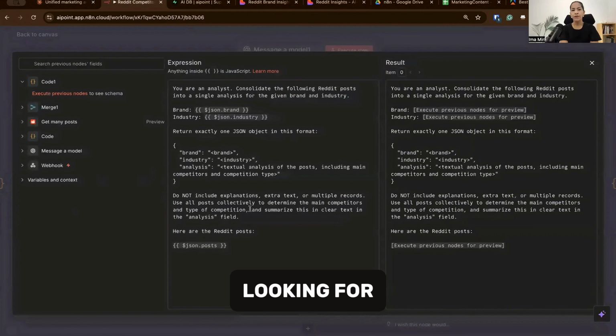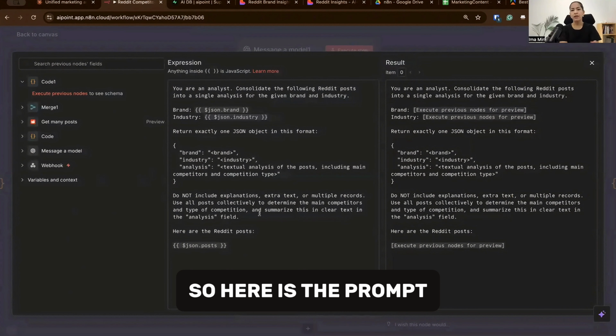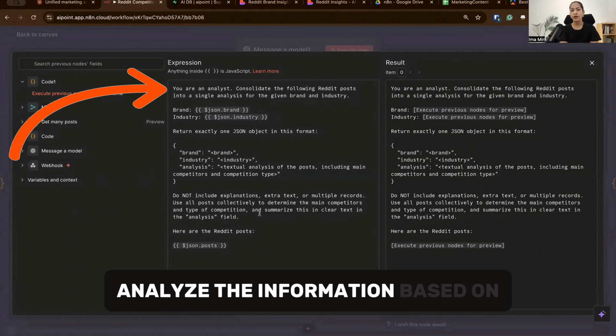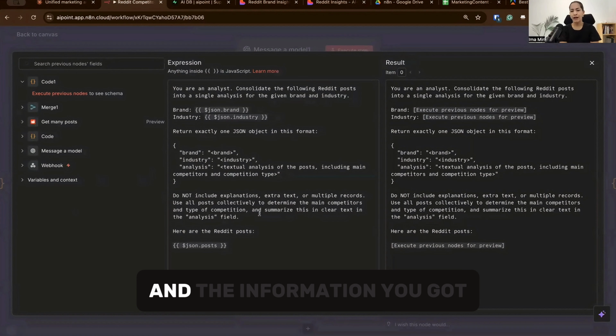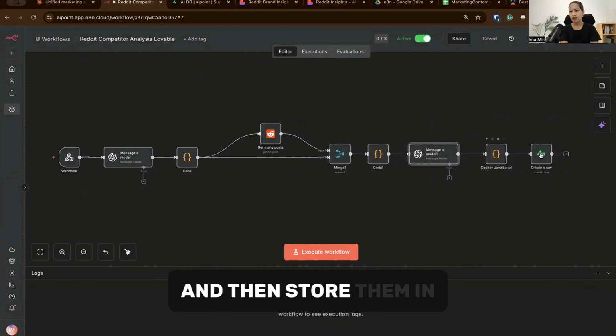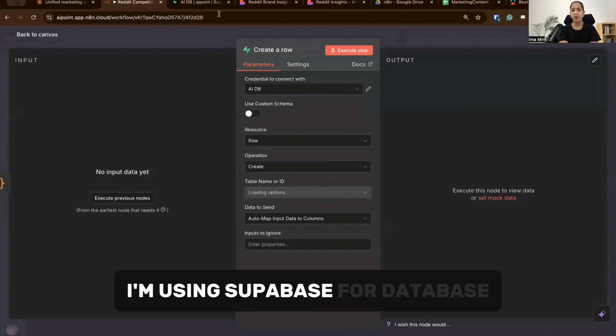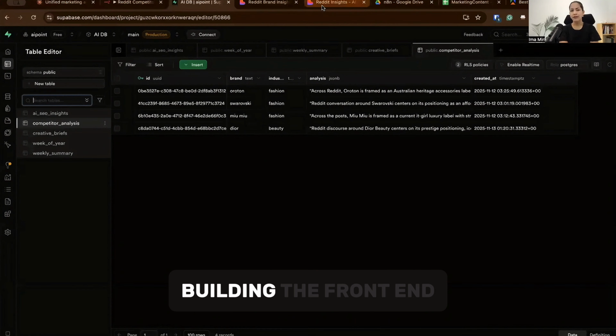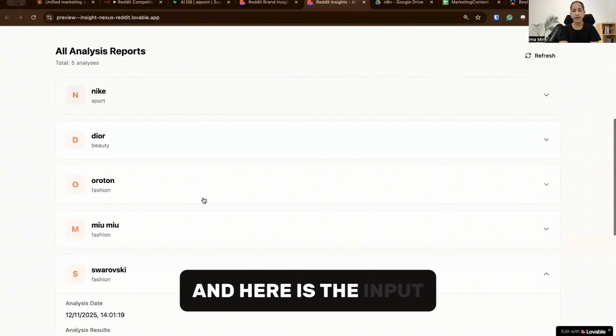what I'm looking for. So here is the prompt where I'm saying that you're an analyst. Now analyze the information based on the brand, industry, and the information you got from the subreddit, and then store them in the database. I'm using Supabase for the database, and I'm using Lovable for building the front end. And here is the input.